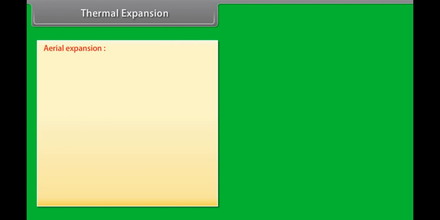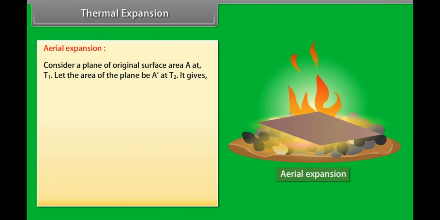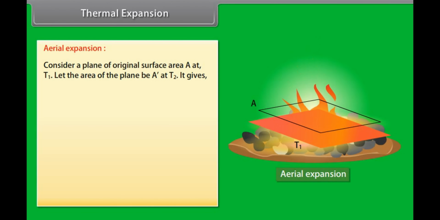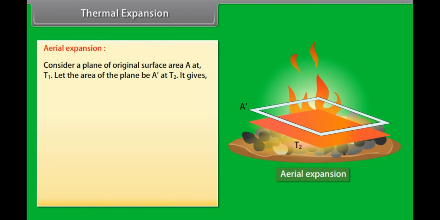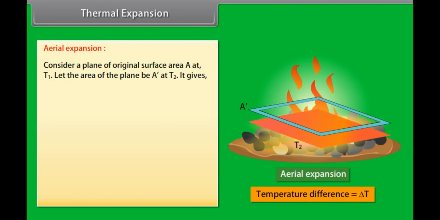Aerial expansion. Consider a plane of original surface area A at temperature T1. Let the area of the plane be A dash at temperature T2. It gives A dash minus A is directly proportional to A delta T, or A dash minus A is equal to beta A delta T.